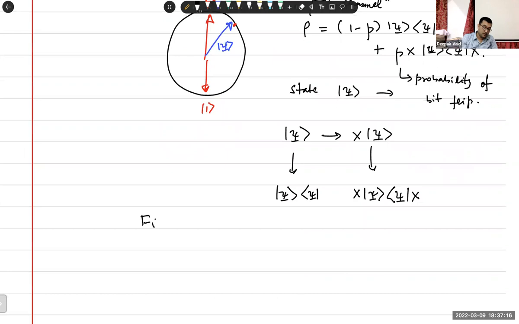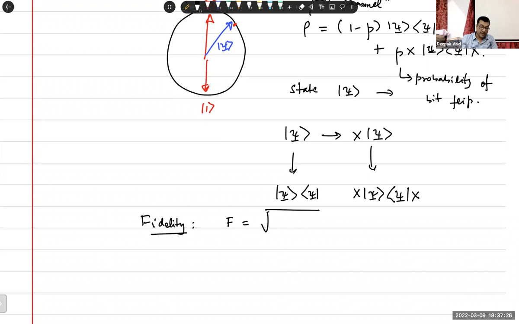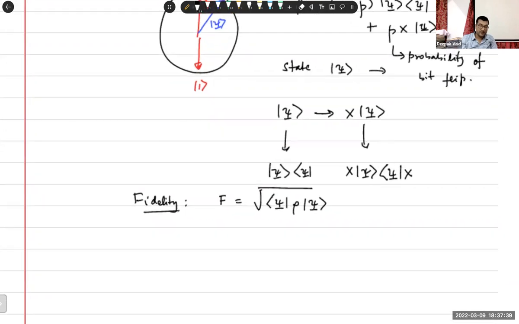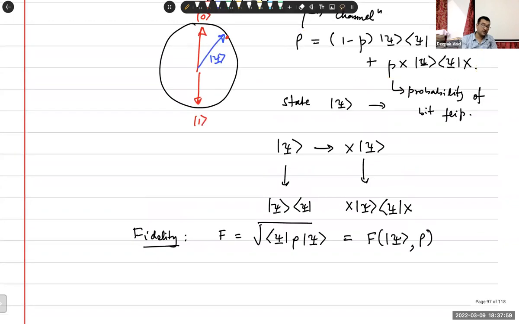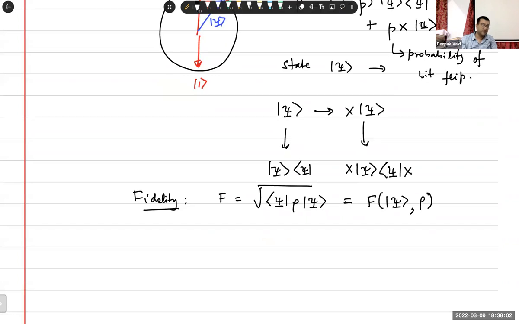Now, how do I define the fidelity? The fidelity is defined as follows. Technically, rho is what is called a mixed state, and this is the Greek letter rho, by the way, not p. So the fidelity is defined as this expression. The fidelity is a function of two inputs. It takes in a pure state psi and it takes in a mixed state rho. And that's what this rho is. This is a mixed state. Don't worry about what mixed states are for the time being.